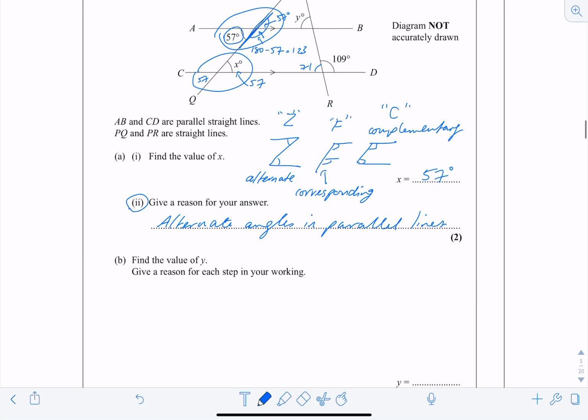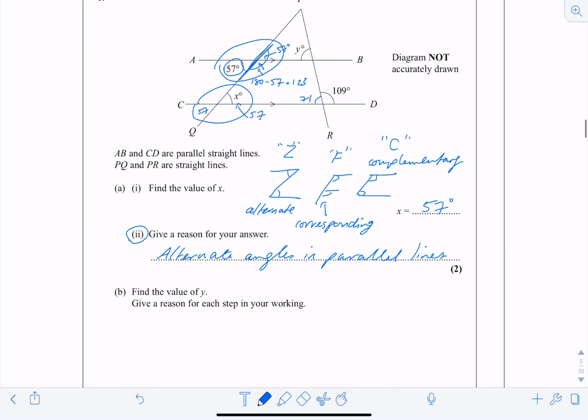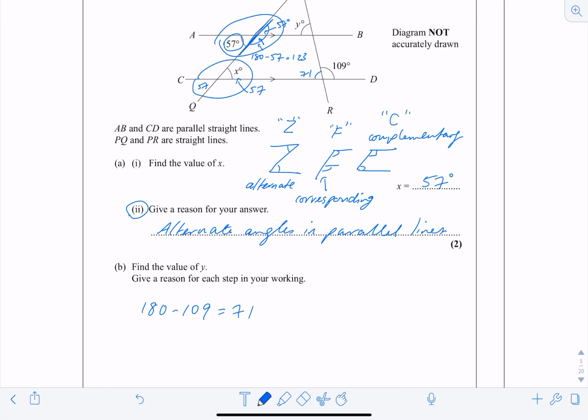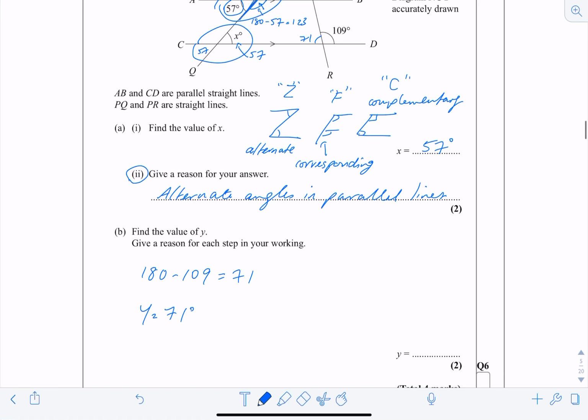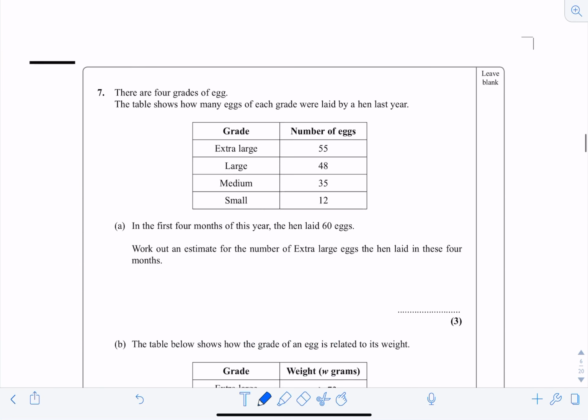Find out the value of Y. Okay, same thing. I'm going to say 180 minus 109 equals 71, and then Y equals 71 because they are corresponding angles. 71. Next question.